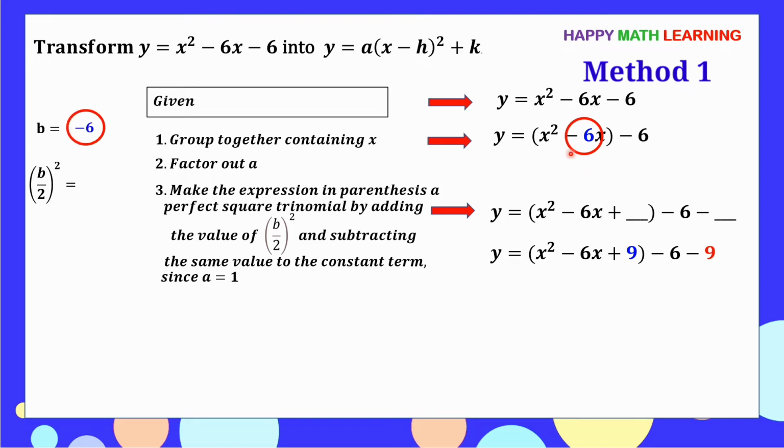Let's get the value of 1/2 b squared. The value of b is negative 6. Substitute this to the formula of 1/2 b squared. Negative 6 divided by 2 equals negative 3. Negative 3 squared equals positive 9. Add this value inside the parentheses and subtract the same value to the constant term since a equals 1.